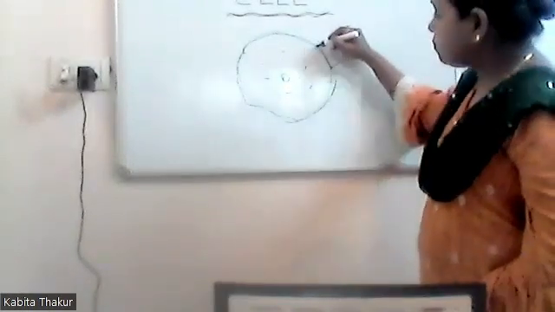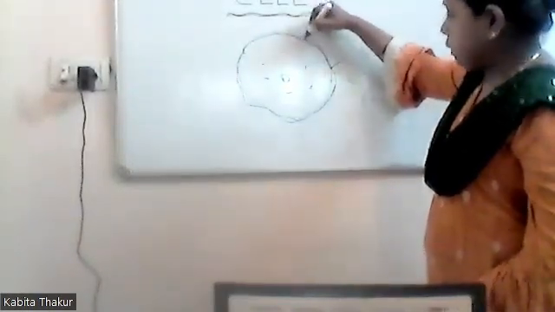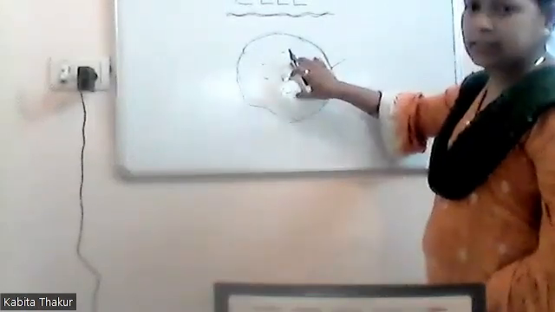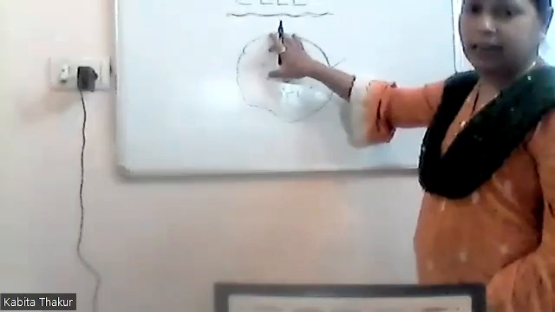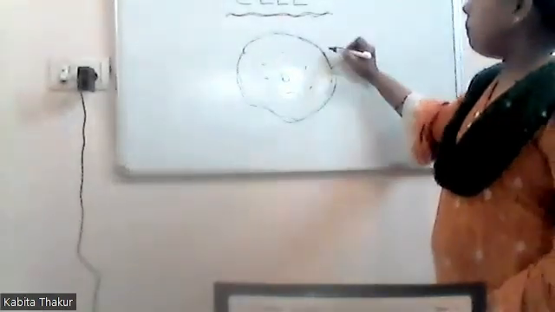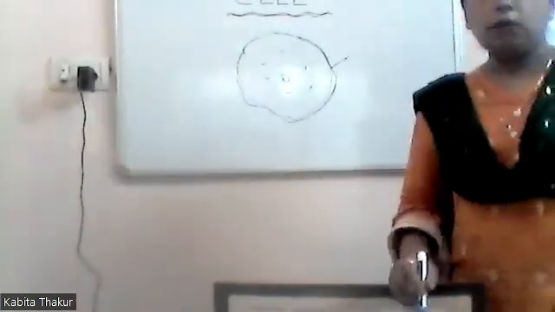ठीक? It is giving what, it is protecting the cell, content of the cell. Cell के अंदर जो कुछ भी content है उसको ये protection दे रहा है, ये protect कर रहा है. Okay? Next जो है plasma membrane is made up of, what will be the answer?